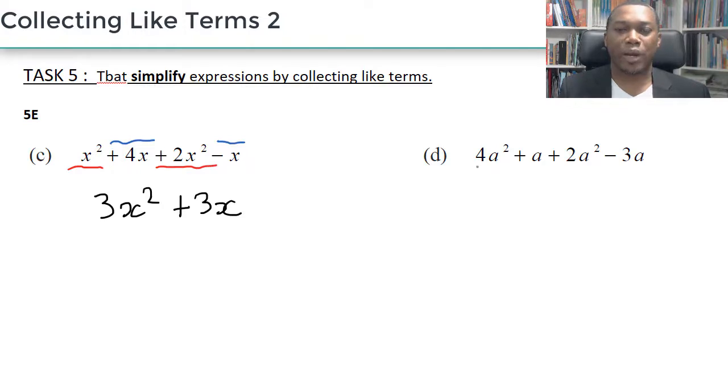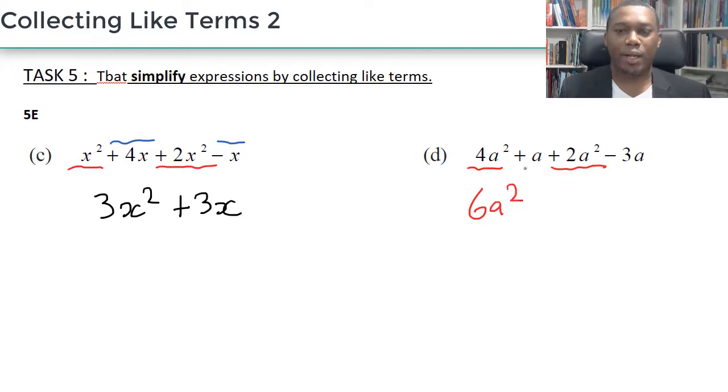I'm seeing a squared terms. I'm going to highlight the a squared terms. So 4a squared plus 2a squared. Are there any other a squared terms? No. So I will add the a squared terms because there's a plus sign there. So 4a squared plus 2a squared gives me 6a squared.